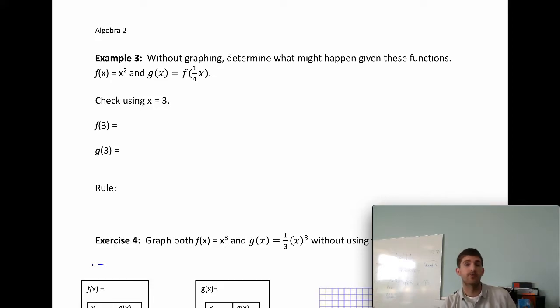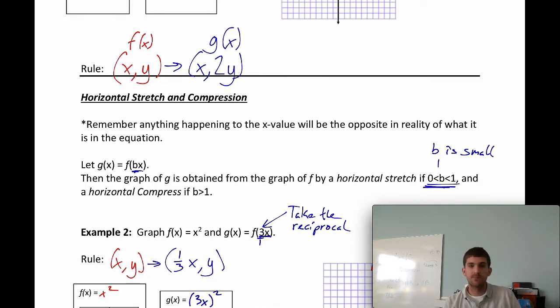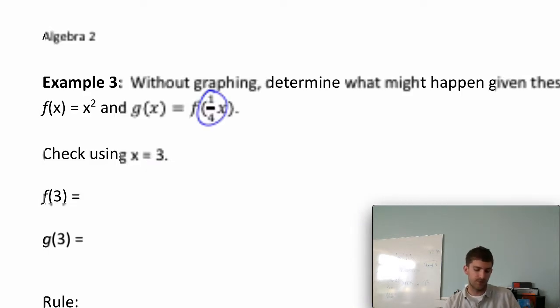Okay, so for example 3, it says, without graphing, determine what might happen with the given functions. So we have f of x equals x squared, and g of x equals f of 1/4 x. So this 1/4, going back to the previous page, we're looking at a value that's between 0 and 1. So it's actually going to be a horizontal stretch.